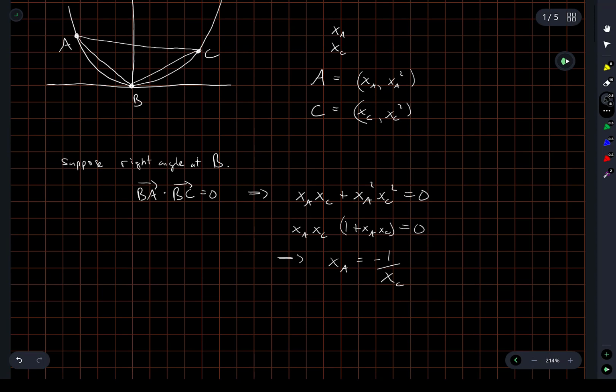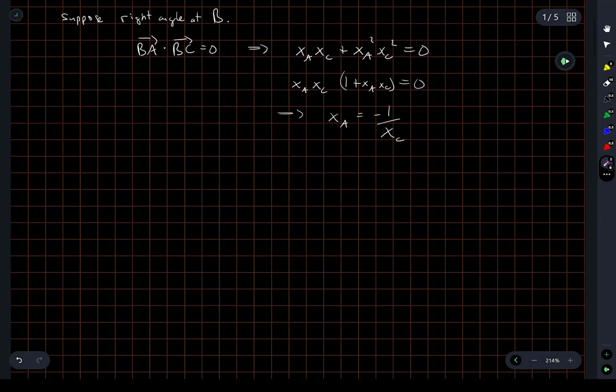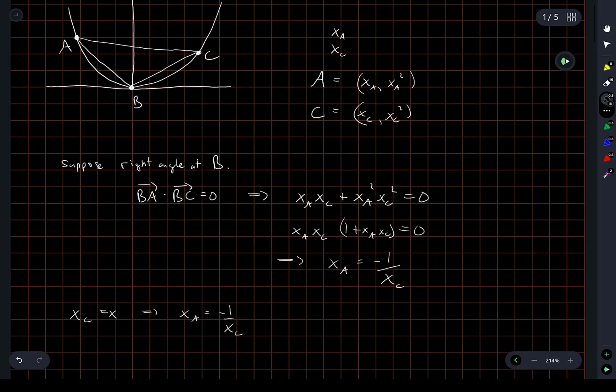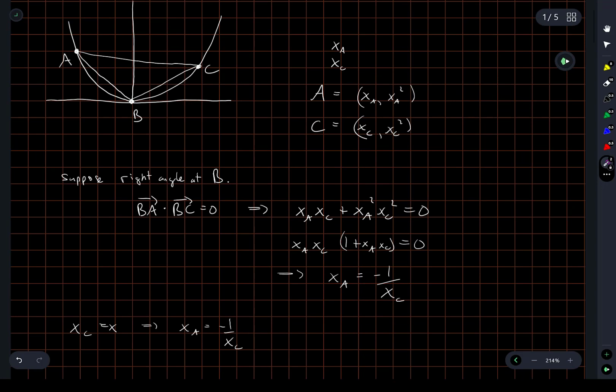Okay, so now I in fact have only 1 degree of freedom. As soon as I choose XA, I get XC, or vice versa. What I'll do is let XC be my free parameter here. So XA is equal to -1 over XC. And what I need now is one more condition, to make it so that I actually have the lengths of each side of this triangle in the right ratio.